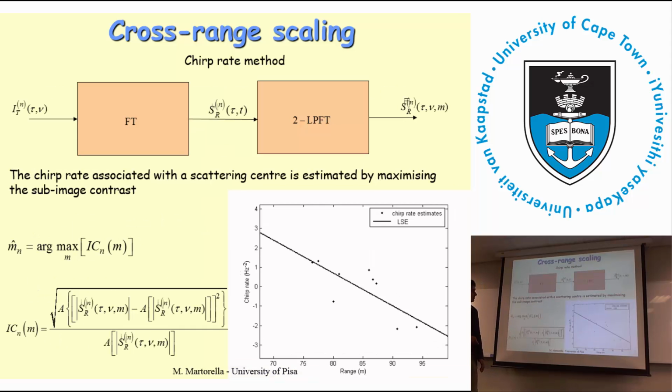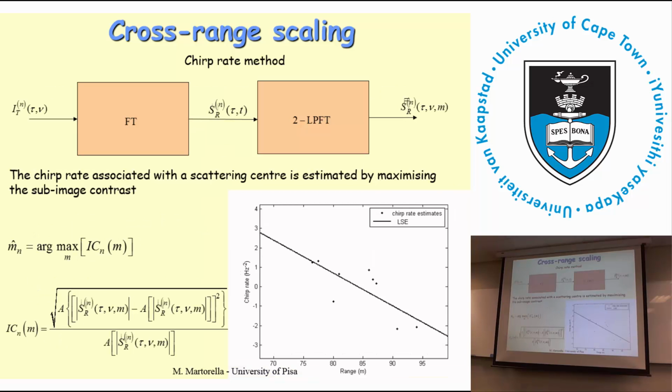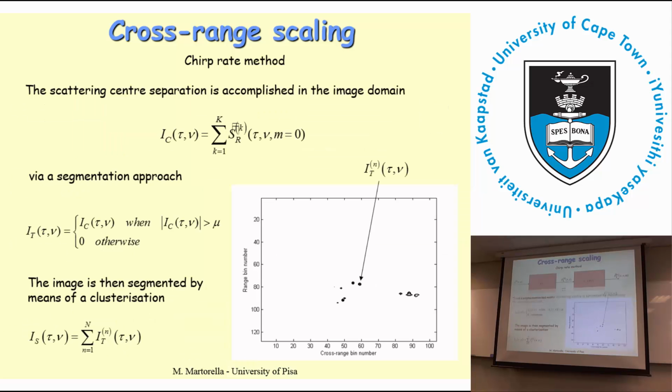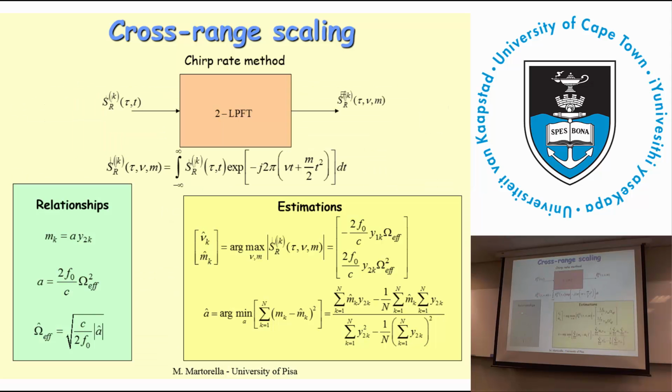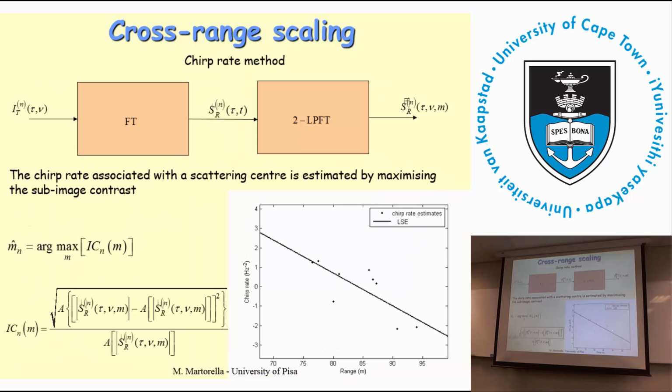Good. So if you do that, and you segment your image in a number of sub-images, each of those contains one of these things. Well, if you do that, and you measure your estimated chirp rate, and you measure the range for each of those, what you obtain is a cloud of points. And these clouds of points are defined in the range and chirp rate domain.